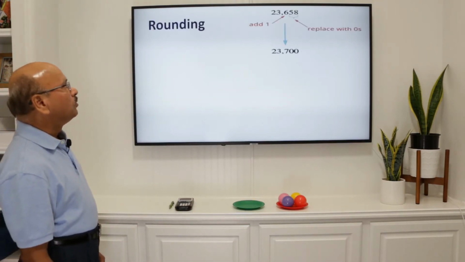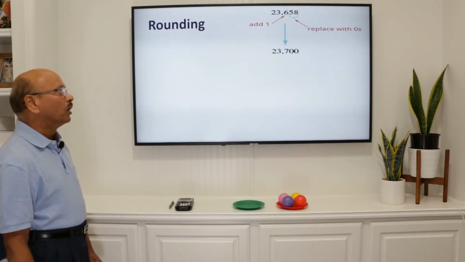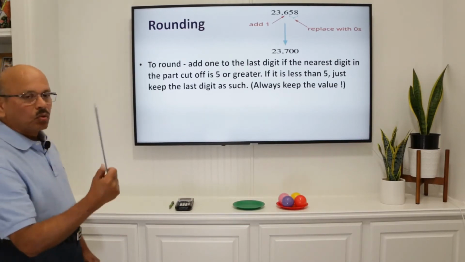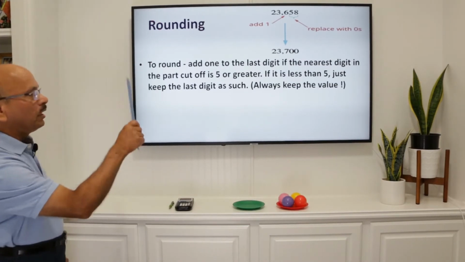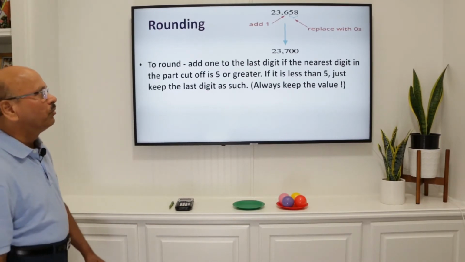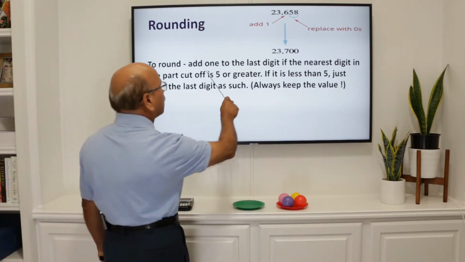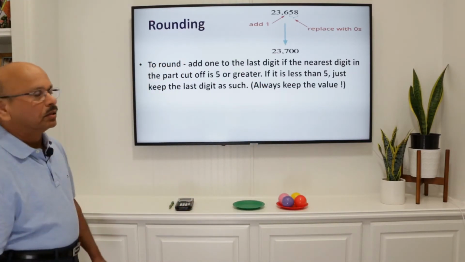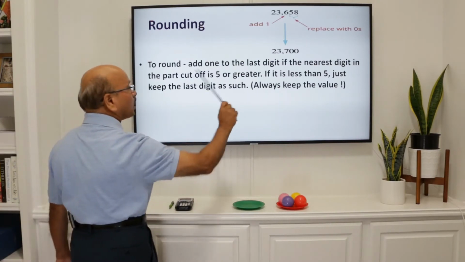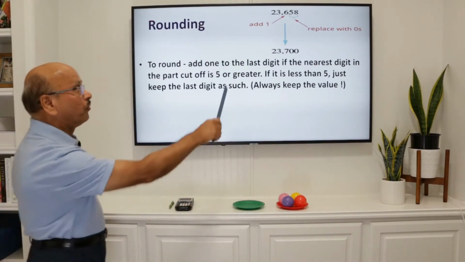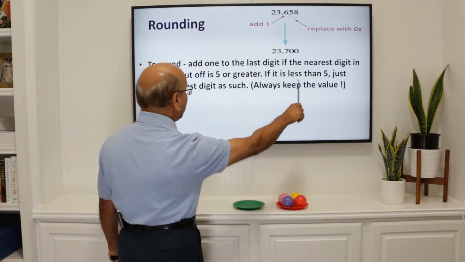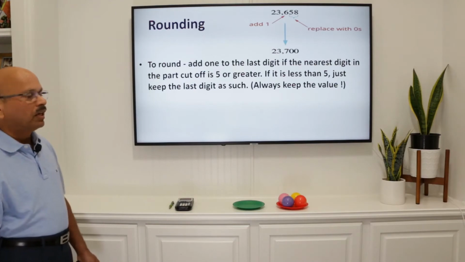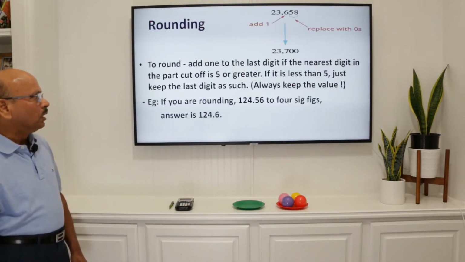Okay. Now, what is the rule of rounding? We already have said something about that, but to make it more sure, let's say what is the rule of rounding? So when you round a number to a particular number of significant figures, add 1 to the last digit in the answer if the nearest digit in the part cutoff is 5 or greater, and if the digit cutoff is less than 5, just keep the last digit as such. Okay, so what is the example? So I'll take a typical example.